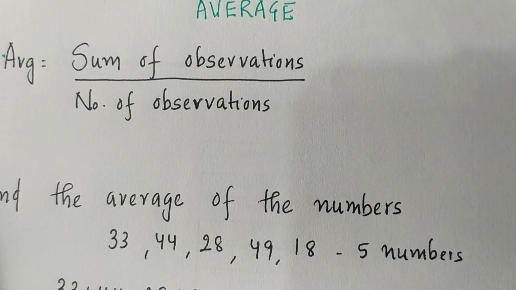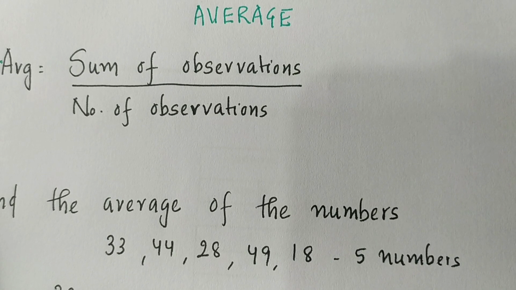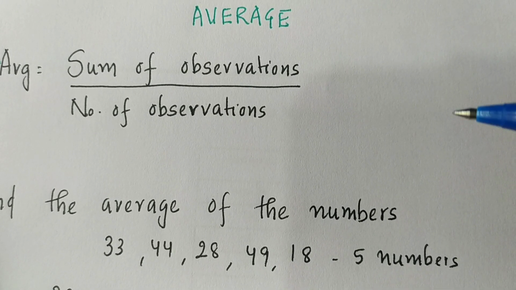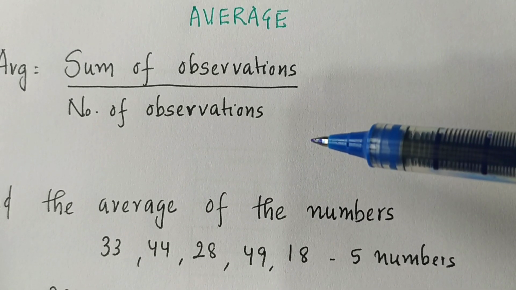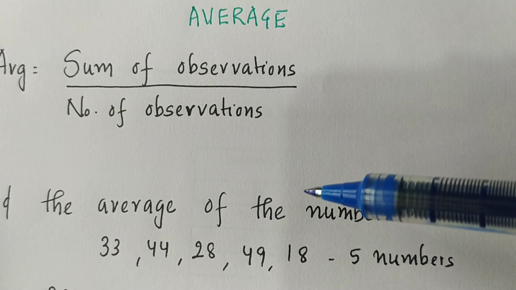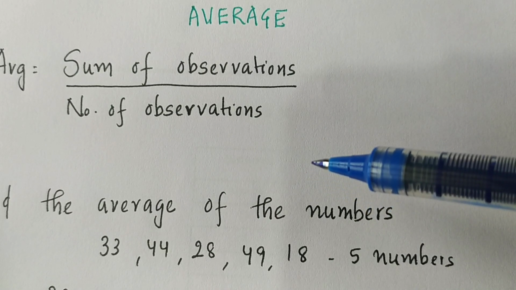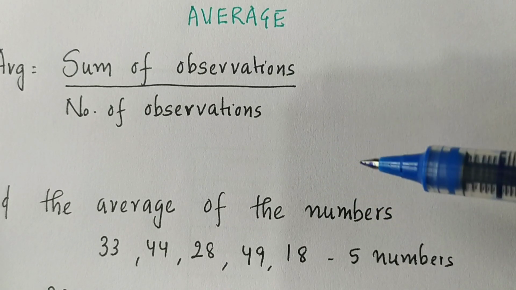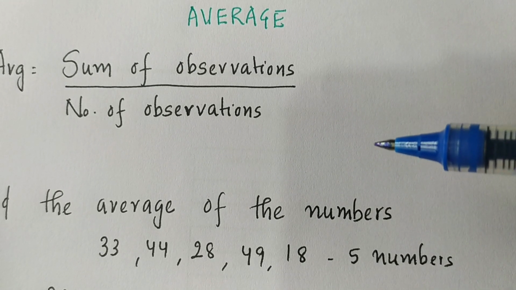Hi guys, in this video I'm sharing the basics of average. What is average or how can we find out average? Average is equal to sum of observations divided by number of observations. So what are observations? Observations can be any numbers.